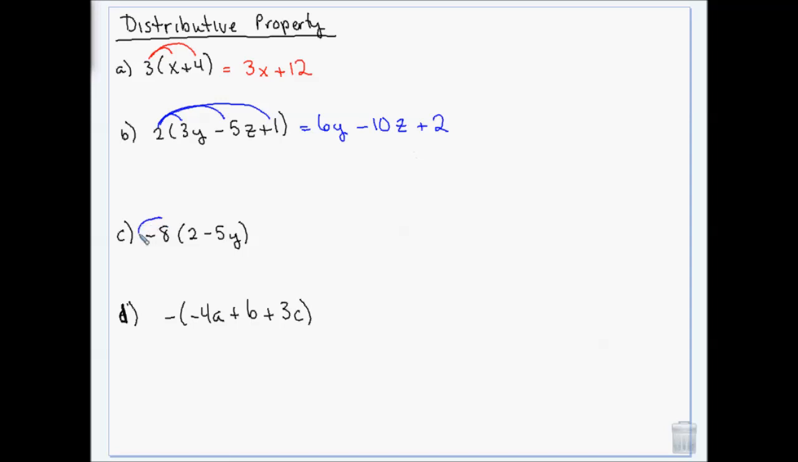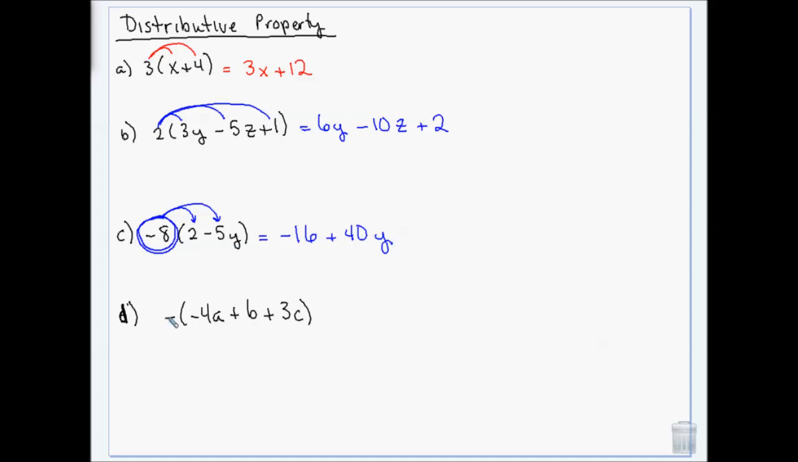If you have a negative number outside, you have to multiply by the negative. So this is negative 8 times positive 2, so that's going to be negative 16. And this is negative 8 times negative 5. So negative times a negative gives me a positive 40.